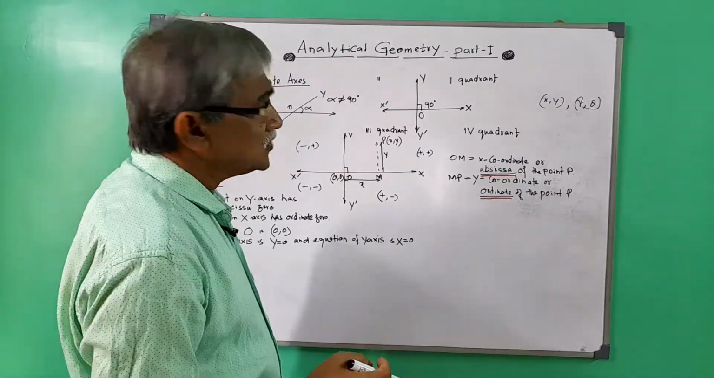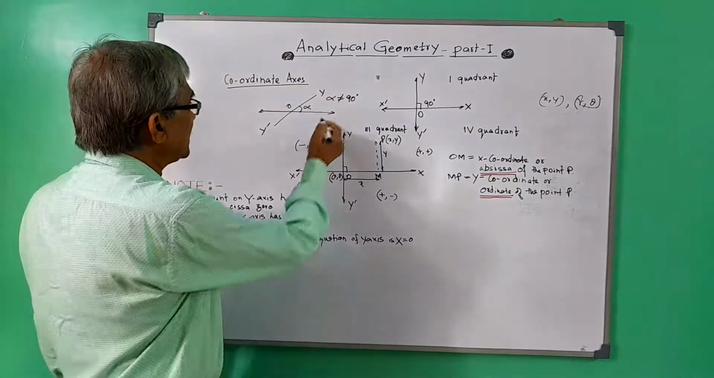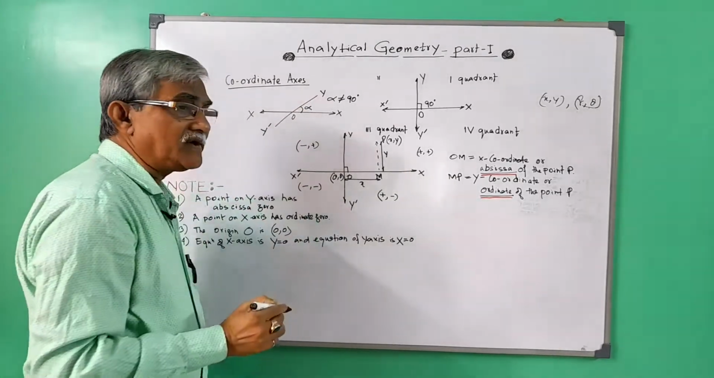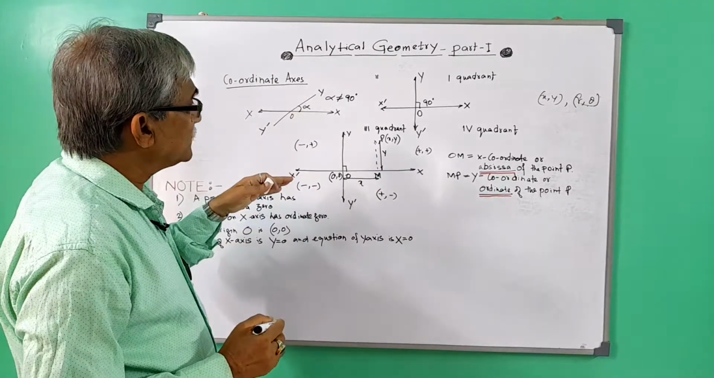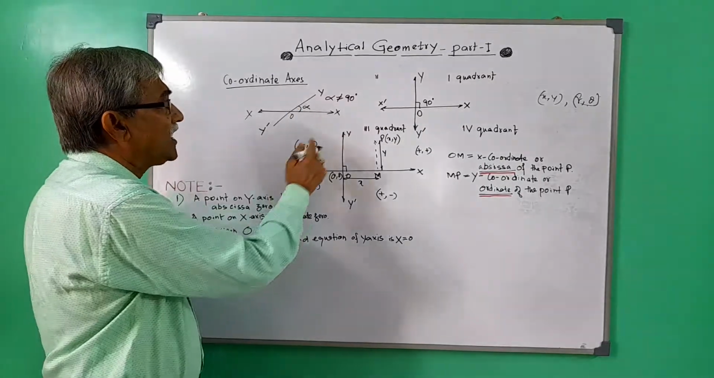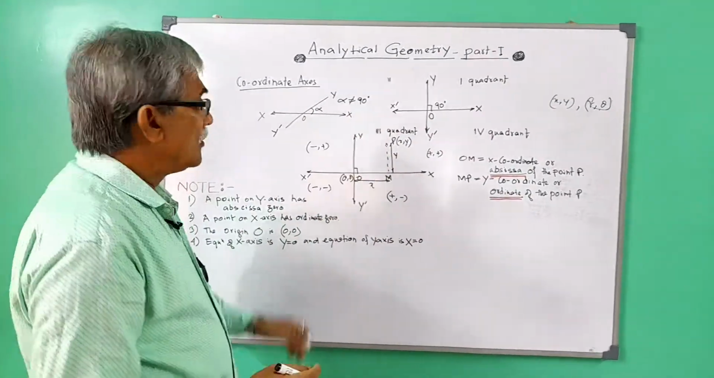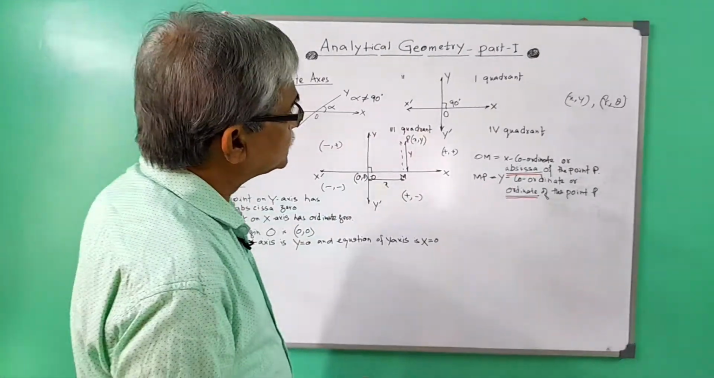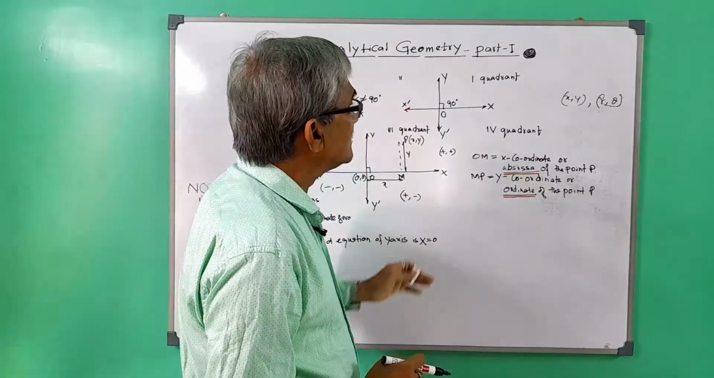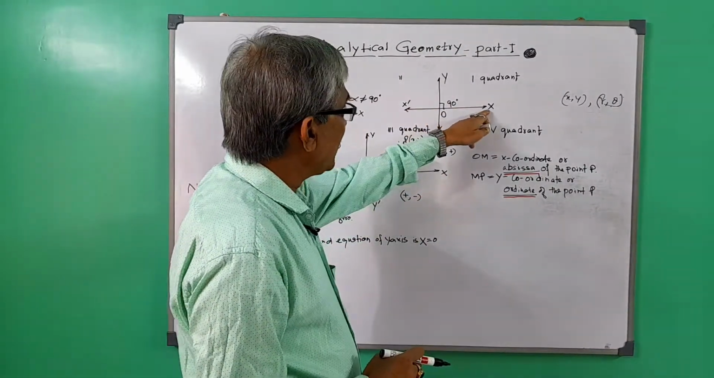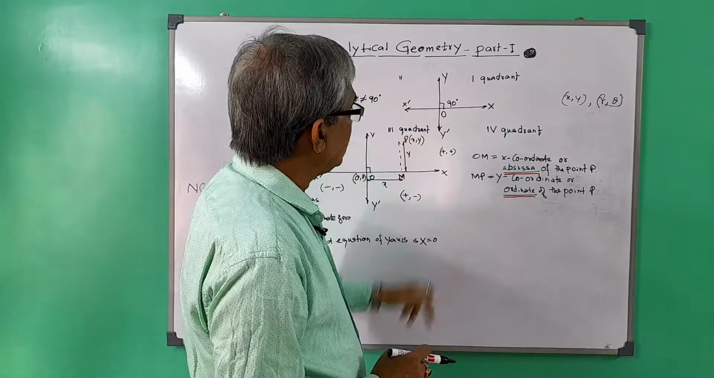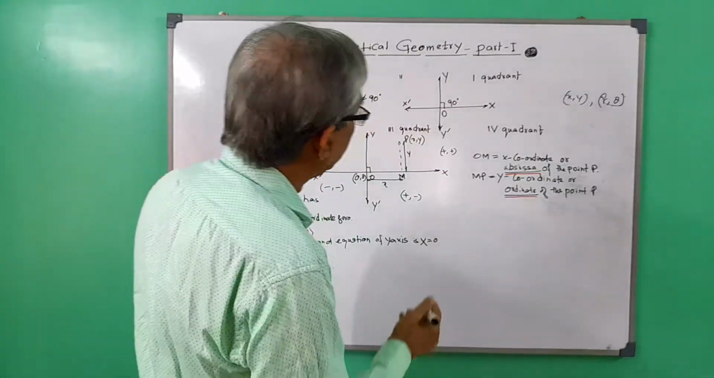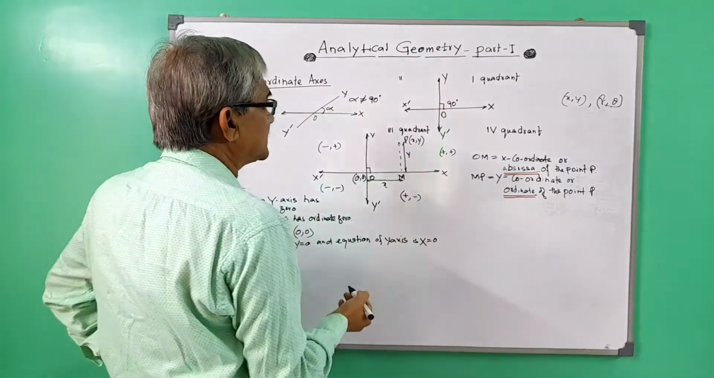Now for that, we have to take two straight lines. One is XOX', and the other is YOY'. If these two axes lean on each other at an angle alpha, where alpha is not equal to 90 degrees, we call it the oblique axis. But here we will be interested in the case when XOX' and YOY', these two axes, cut each other orthogonally, that is, the angle between them is 90 degrees.